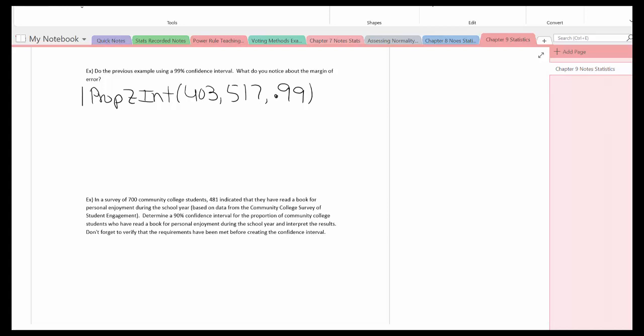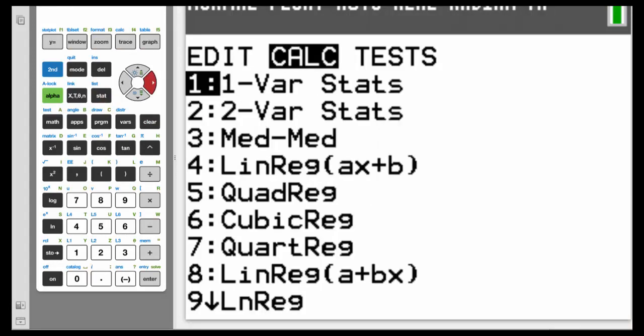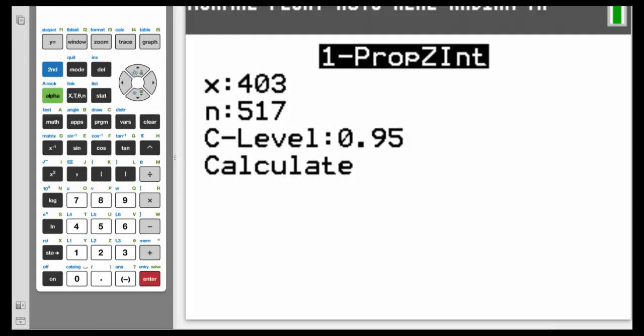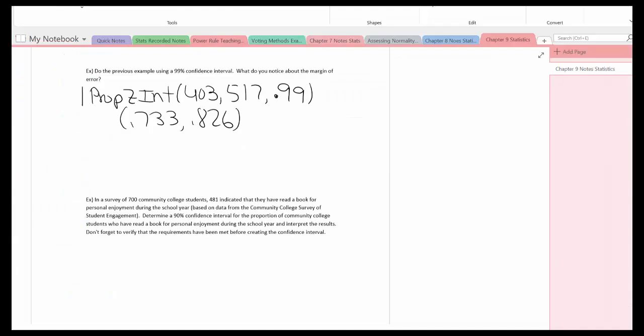Okay, let's put that into the calculator now. Okay, so let me show you again where to do this. Go to Stat, go to Tests, and again, we're going to go down to A, 1 prop Z interval, hit Enter. So the 403 is there, the 517 is there, and I'm going to change this to 0.99, hit Enter. Highlight Calculate, hit Enter. So here, rounding it to 3 decimal places, that's 0.733 and 0.826. So let's put that on the paper now. So here is my confidence interval. Now, let's do the margin of error for this.